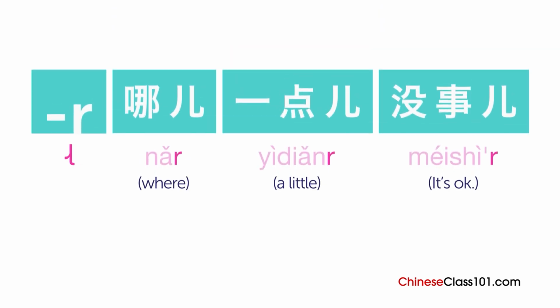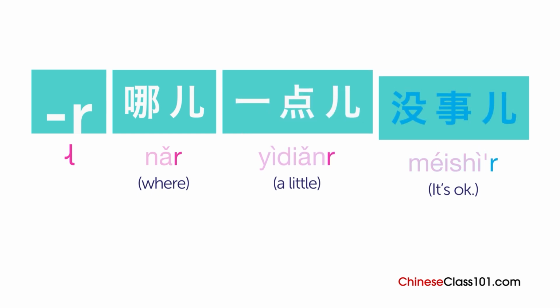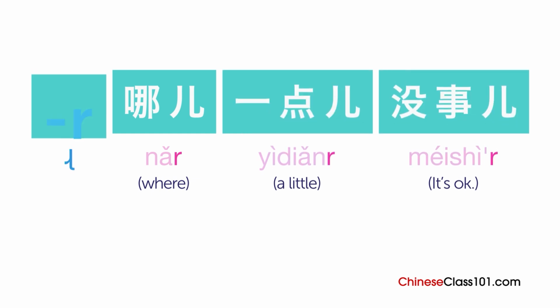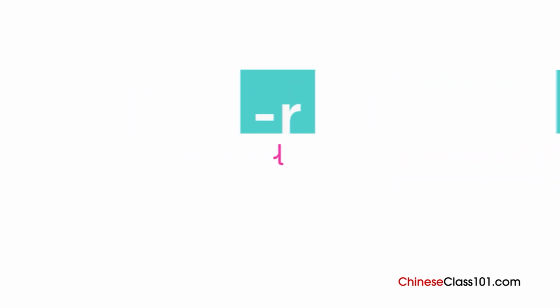The first consonant is er, 二，哪儿，一点儿，没事儿。 This consonant sound is special because it only occurs at the end of a word, and in certain dialects you may not hear it at all. You can think of this consonant as an over-exaggerated R sound. American speakers can typically produce this sound when saying the word error.